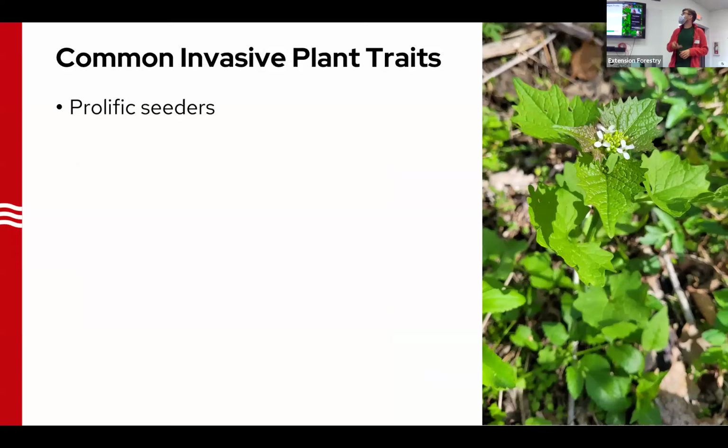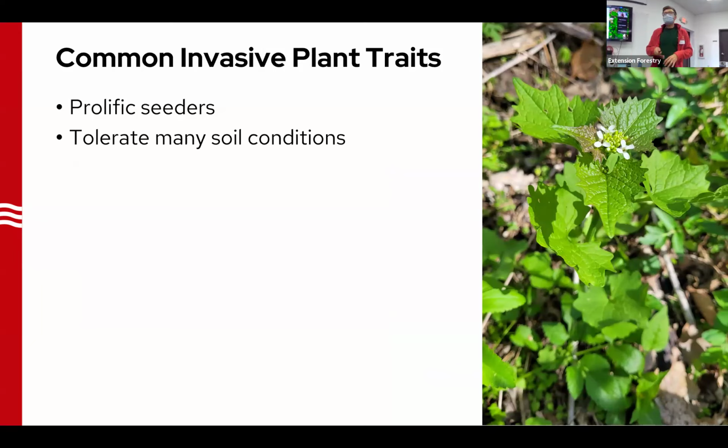Some characteristics that we look for in invasive plants, by no means this is to say that all of these plants have these characteristics, but they're just some common ones that we see over time. So if you look to the left, there are some invasive plants that Ron pulled. We can see that the common buckthorn has a lot of berries. So a lot of these invasive plants produce a lot of seed. They produce a lot of fruit, helping them to establish very quickly.